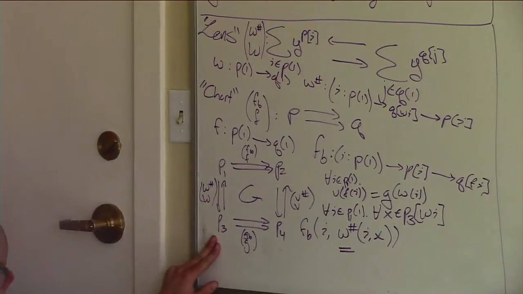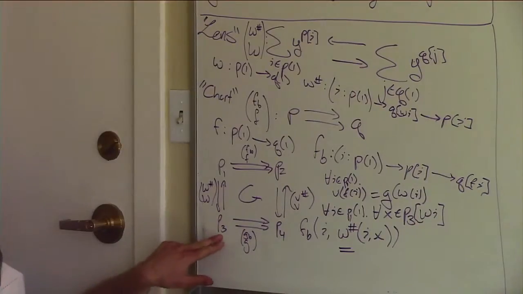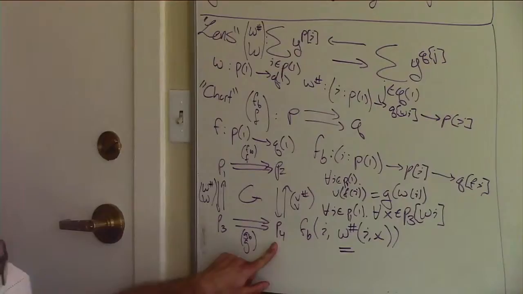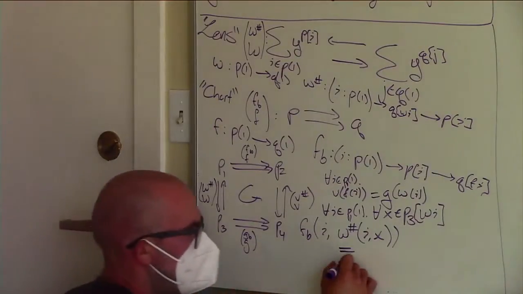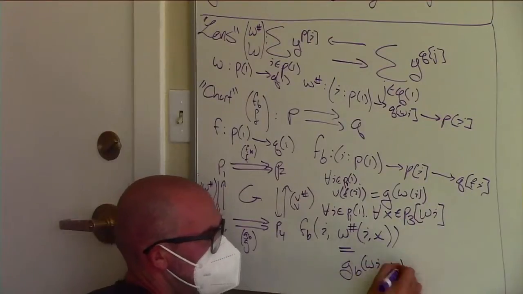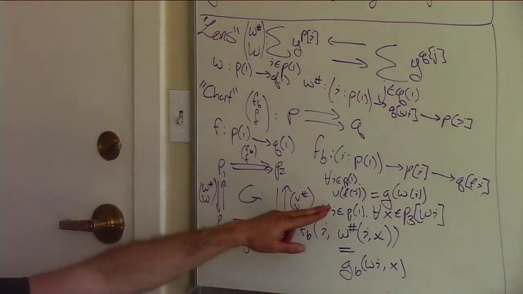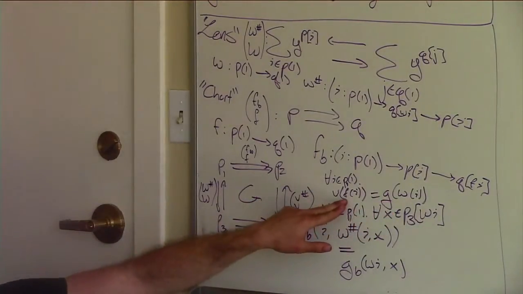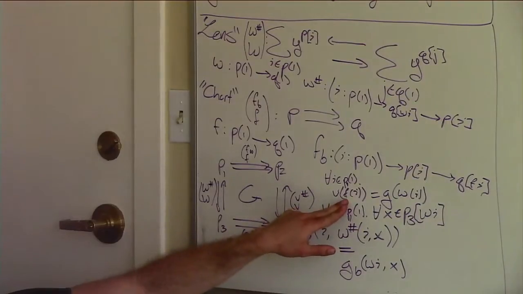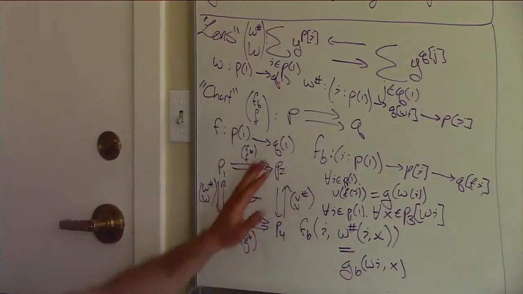So if I'm here, I can go down here because I have g flat. So I have something sitting over wi, and I can take g flat of it to get over here. So I would take g flat of wi of x. And now I'm in P4 sitting over g of wi. But g of wi is equal to v of f of I. So it's something sitting over v of f of I. And therefore, I can apply v sharp to bring myself back up here.